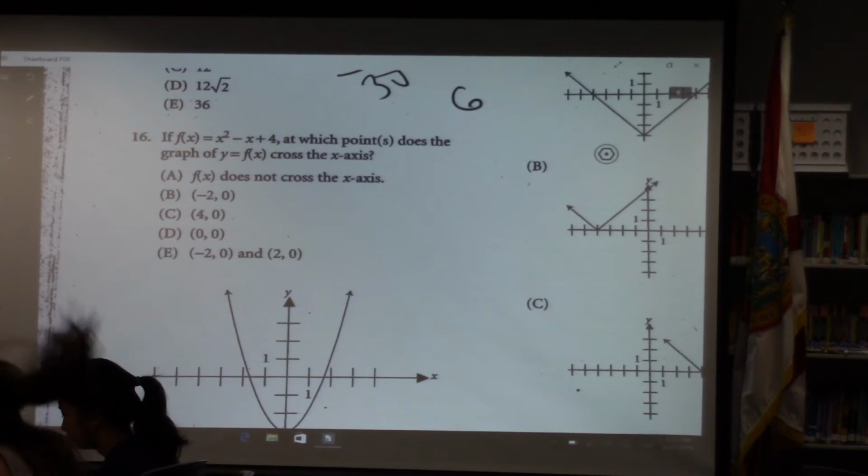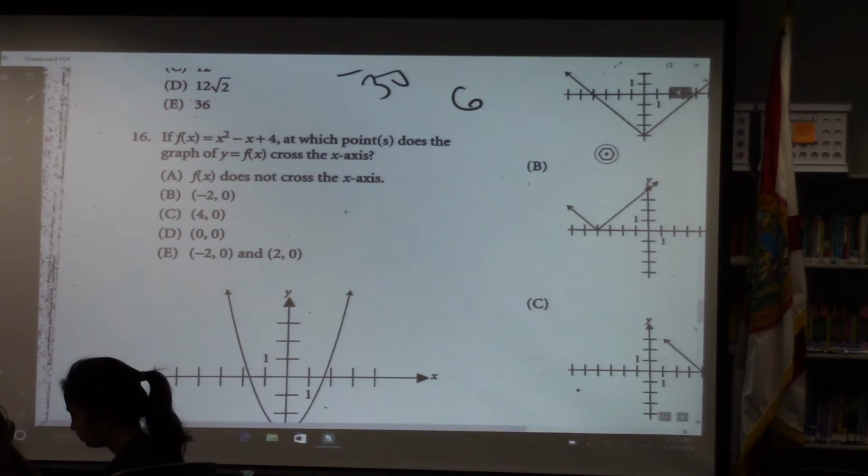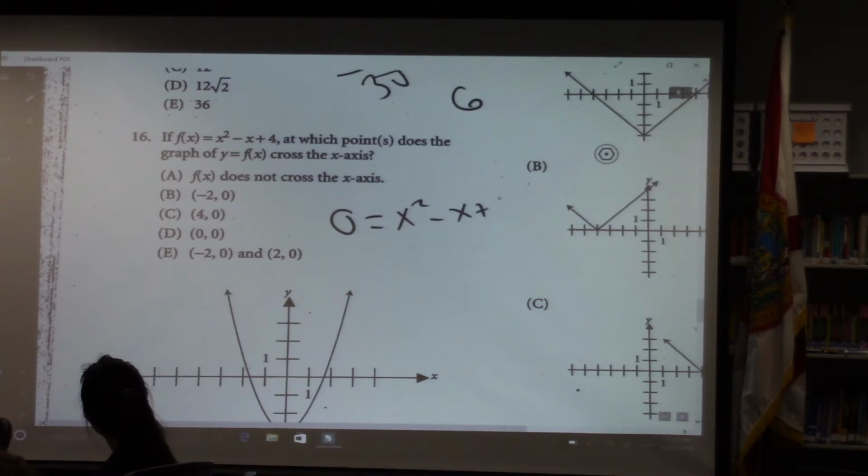Okay. So this is kind of similar to what we did before, right? What do we say? That if it crosses the y-axis, then the x is 0, and the x-axis, the y is 0, right? So what are we making 0 here? Y. Good. So we're just solving. We're just saying y is 0 equals x squared minus x plus 4. Everyone with me? Everyone remember your factoring skills?